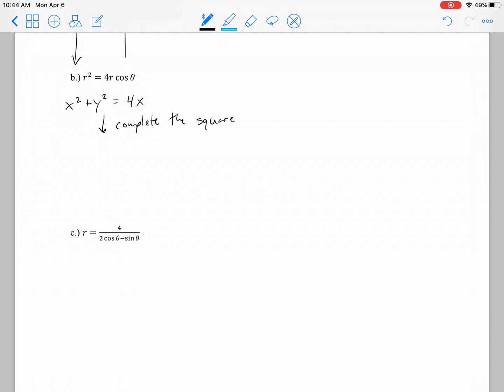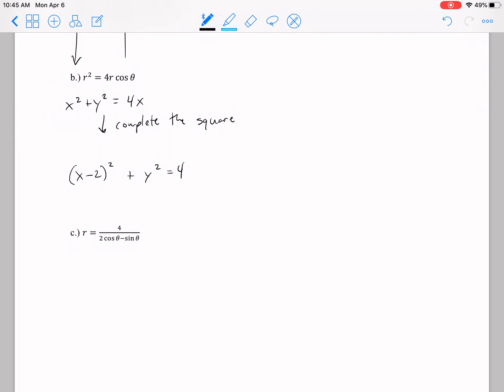You have to do it for x. Really, you don't have to do it for y. Normally you would, but there's no other y's in it, so there's no need to complete the square for y. See how there's an x squared and an x, you'd have to complete the square for x. If there was something times y over here, you'd have to complete the square in y as well. But go through, complete the square, and you'll get x minus 2 squared plus y squared equals 4.